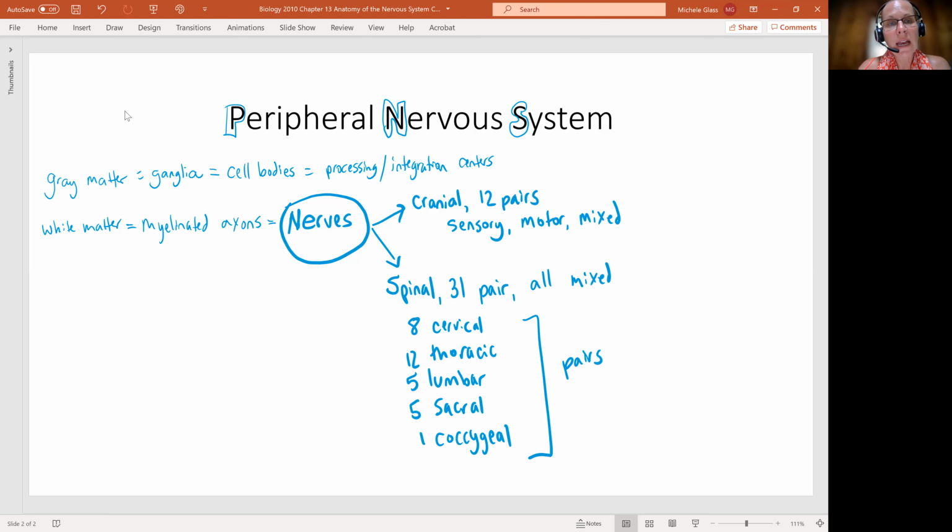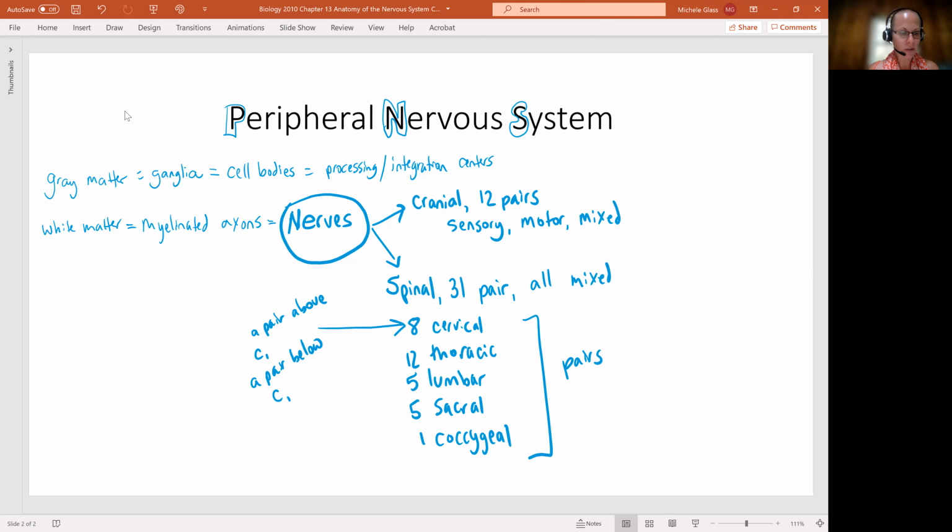Now remember, we had 7 cervical vertebrae, 12 thoracic vertebrae, and 5 lumbar vertebrae. So those numbers can be fairly easy. But notice here that we have 8 cervical because you have a pair that branches above C1, which is our atlas, and a pair below C1, which again is our atlas. That gives us 8 pair of cervical spinal nerves instead of 7.